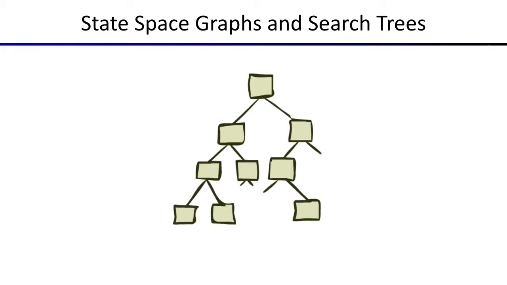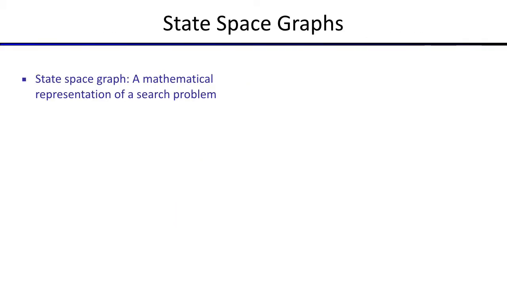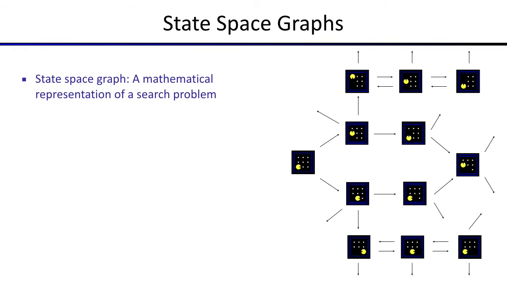So now we're going to start getting into the model that we use in order to run our search algorithms. So a bit lower level than just specifying the problem. A state space graph is a mathematical representation of a search problem. Looks kind of like this. So this is not the full state space graph. The full state space graph is much bigger than this.